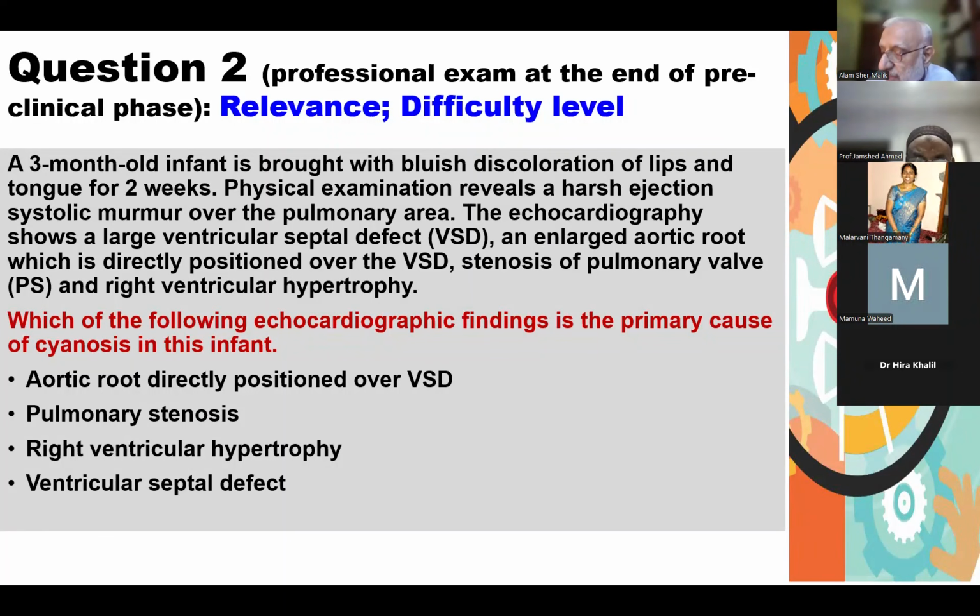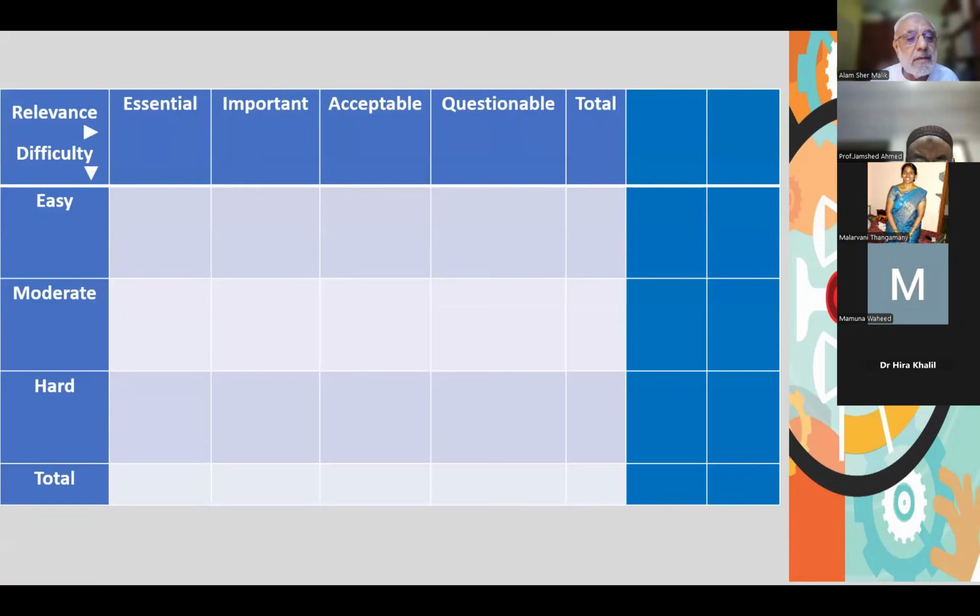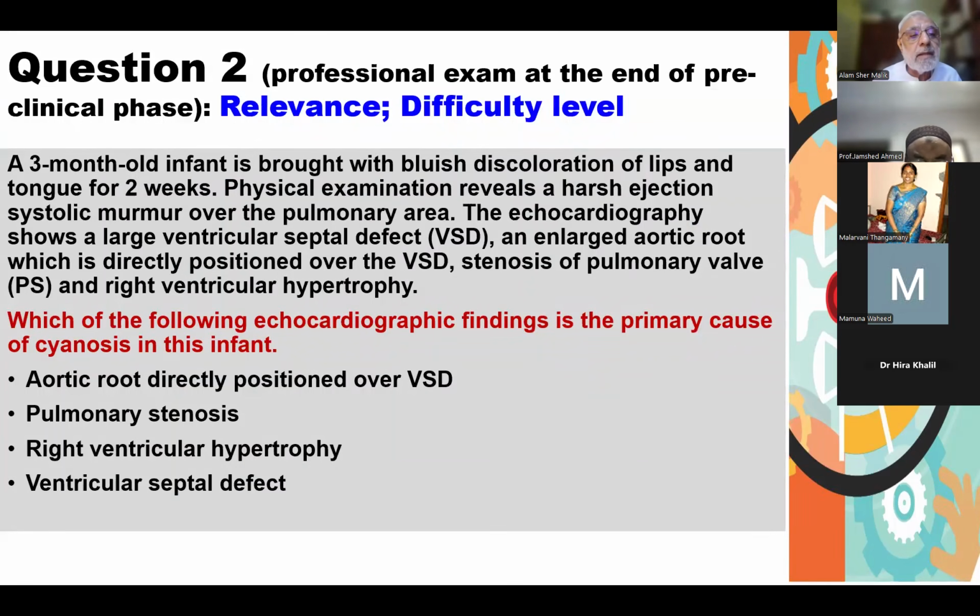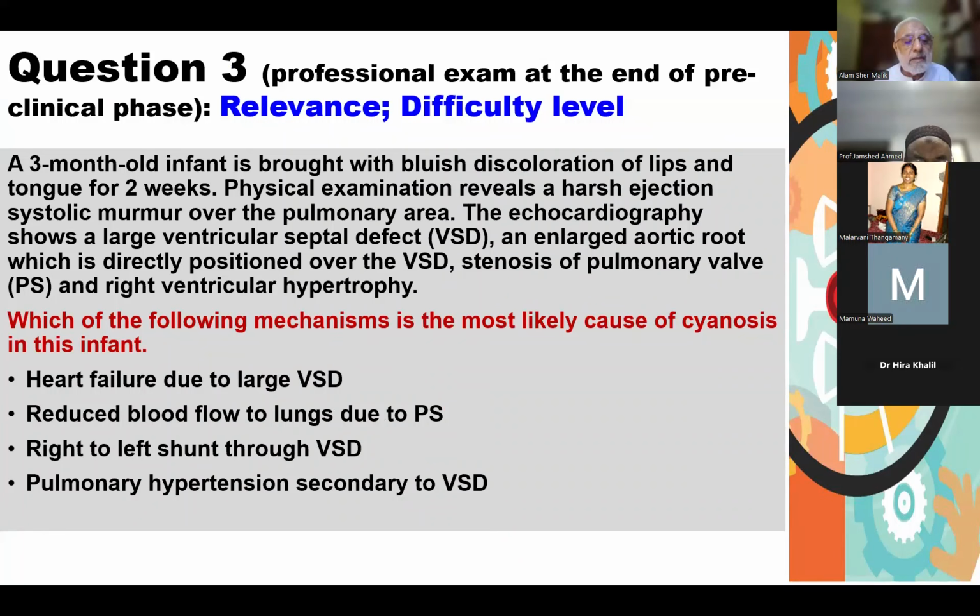So again, when we look at the table, let's say one group says a question is essential, and another says it's important. Based on our assessment of difficulty, whether it's easy, moderate, or hard, we would put that question in that table, right? Just one more question, the same scenario, but a different level.